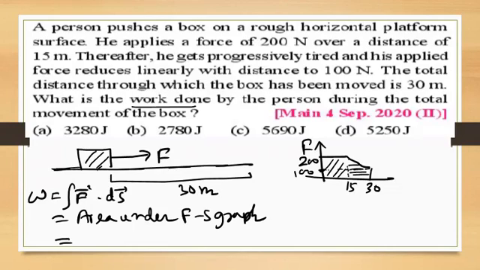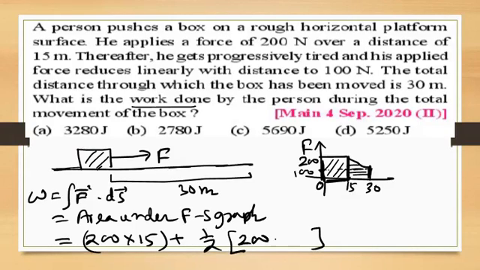Okay, for the rectangle part, the area is 200 into 15 only. Breadth is 15, height is 200. Okay, and for the trapezium part, the area of trapezium is what? Half into sum of the parallel sides and the gap. Okay, this side is 200, this side is 100. So it is 200 plus 100, and the gap between them is 15 only.